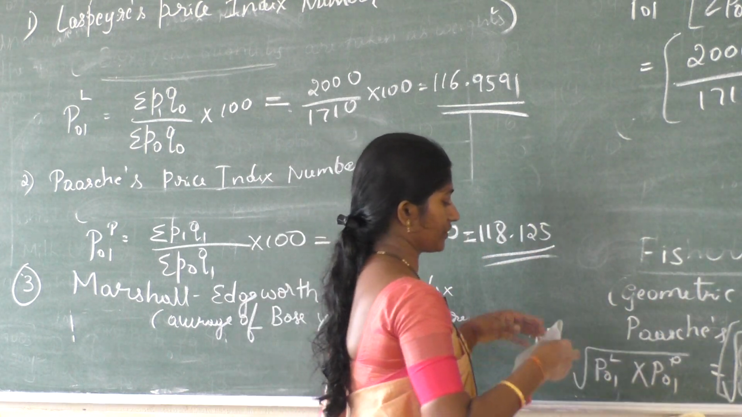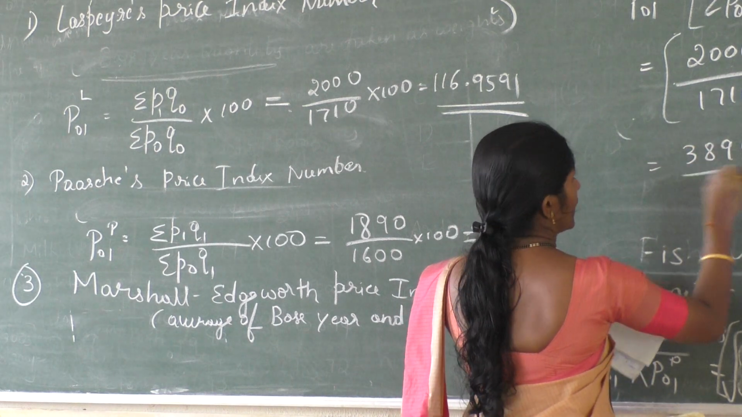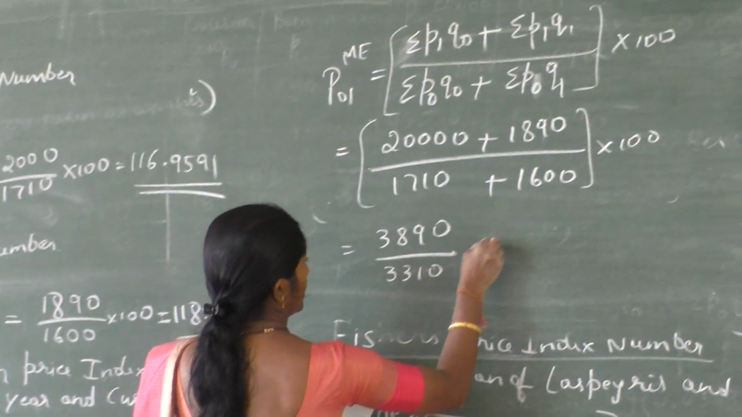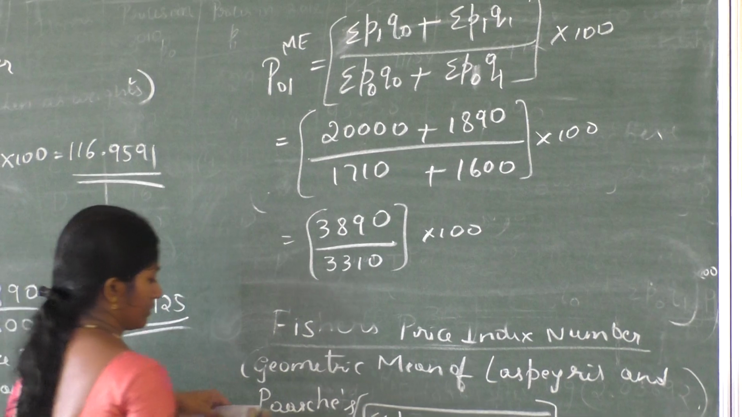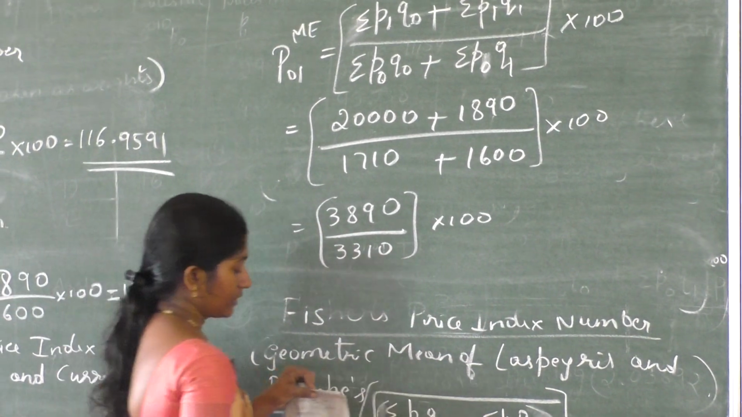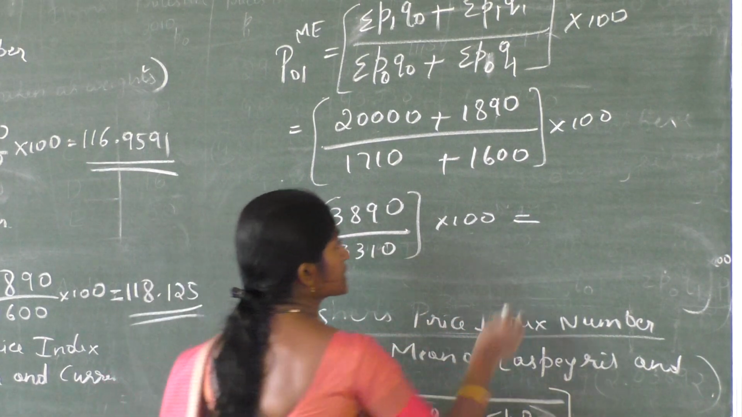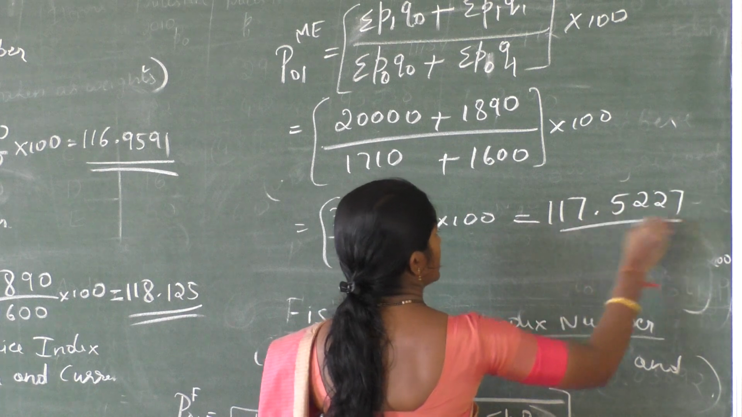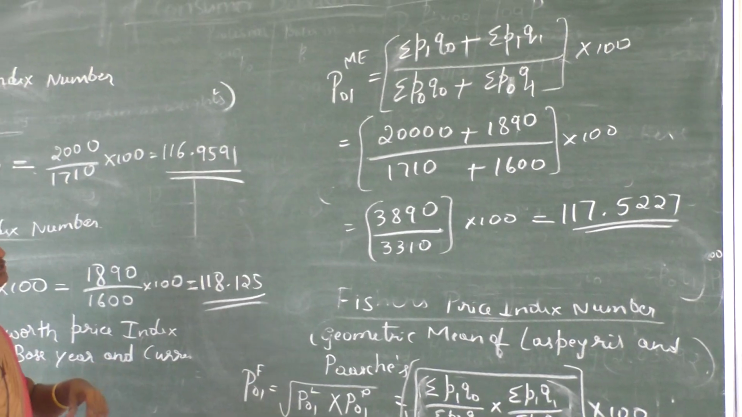Our answer is 3890 divided by 3310, into 100. Next divide this one, we will get 1.1752. Multiplied by 100, the final answer is 117.5227. Now we have completed the Marshall Edgeworth.